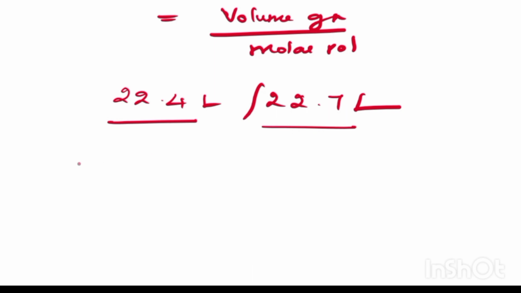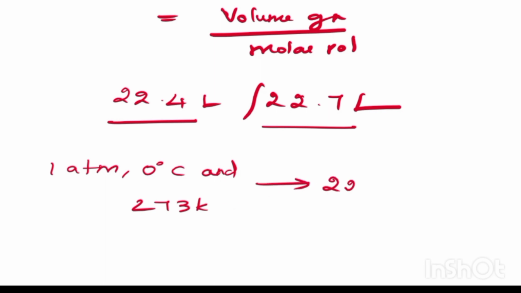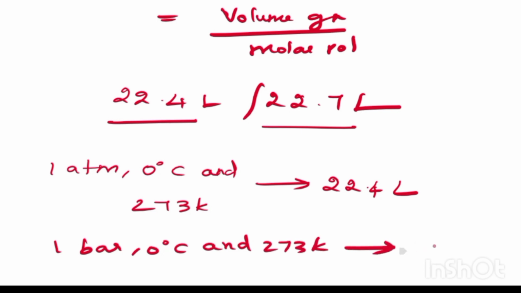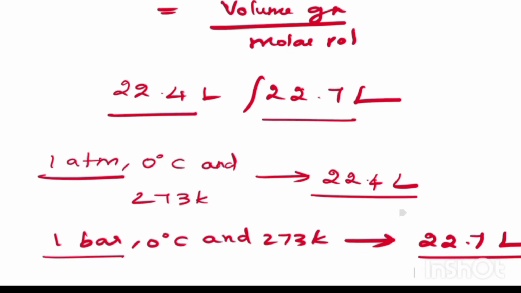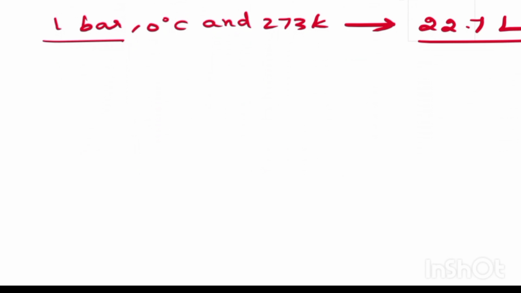Okay, so in the standard conditions, when it is 1 atmospheric pressure, 0 degrees Celsius and 273 Kelvin, the molar volume will be 22.4 liters. When it is 1 bar pressure, 0 degrees Celsius and 273 Kelvin, the molar volume will be 22.7 liters. So when it's 1 atmospheric pressure, it will be 22.4 liters, and when it's 1 bar, it will be 22.7 liters.